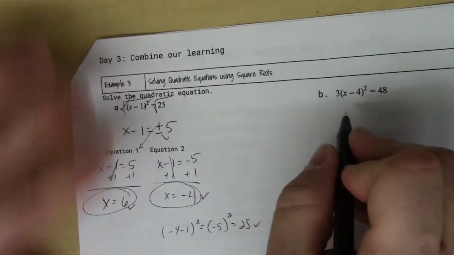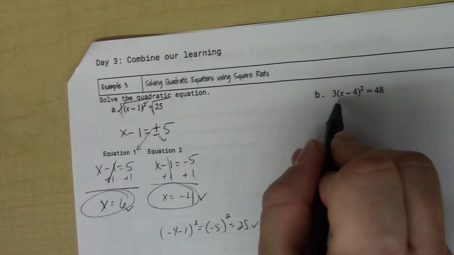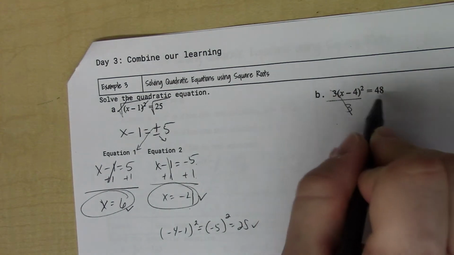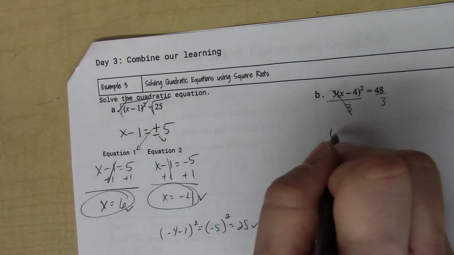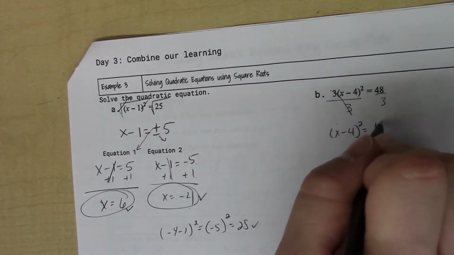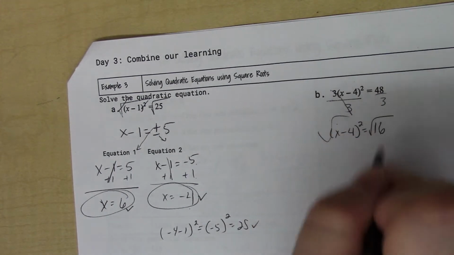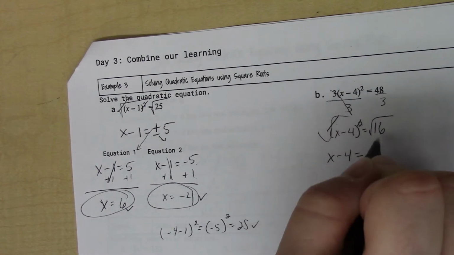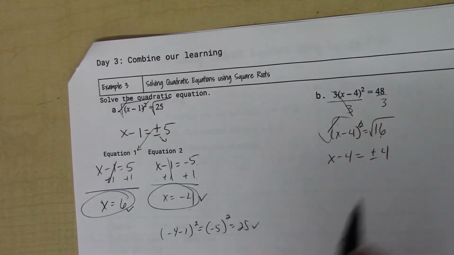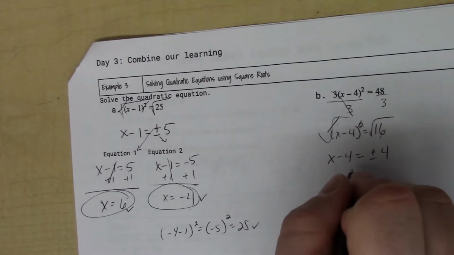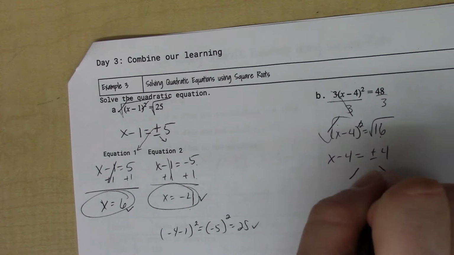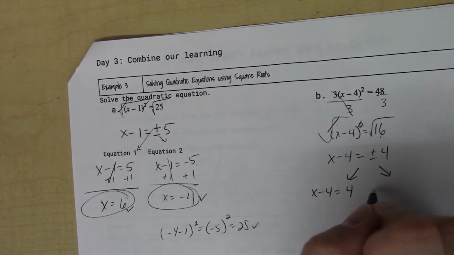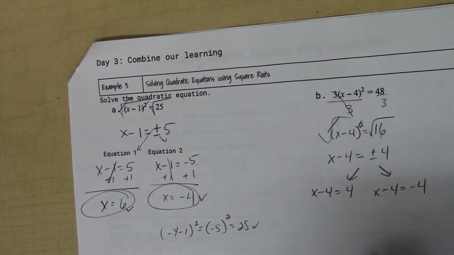Okay. So similarly on B, I have to first get rid of the 3 because I have to get rid of those numbers before I do the square root. So I divide both sides by 3. I get x minus 4 squared equals 16. And then I square root both sides from there. Here they cancel, and I get x minus 4 equals plus or minus 4. That's the square root of 16, right? So now I get 2 cases here, 2 equations. I get x minus 4 equals 4, and I get x minus 4 equals negative 4.